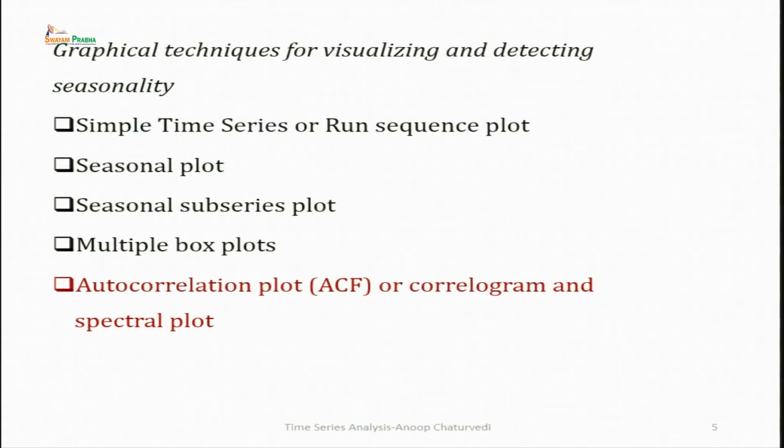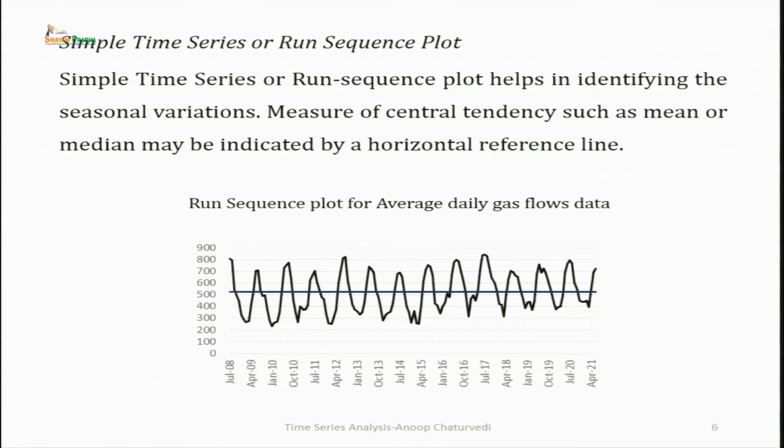The last two plots, the autocorrelation plot or correlogram and the spectral plot, I am not going to consider here. I will discuss these two plots later on in some other lectures. Now, first we consider the simple time series or run sequence plot. It helps in identifying the seasonal variations. Measures of central tendency such as mean or median may be indicated by a horizontal reference line.